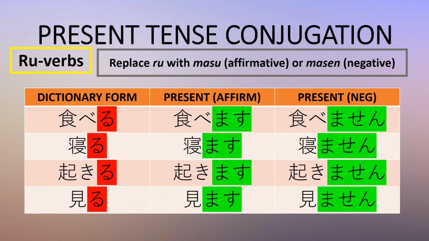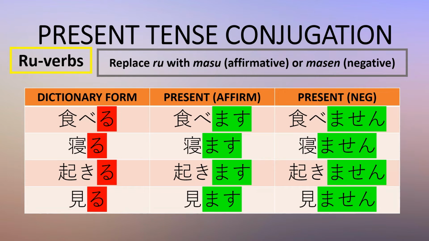The dictionary form here is what you find in the dictionary, but it is also used in casual conversation when you are talking to your friends. Instead of using the mas form, which is the polite one, we use the dictionary form, which is the casual. So neru, we remove ru and then we add mas and masen. So nemas, nemasen. I am not sleeping. I do not sleep. Okiru, to get up.